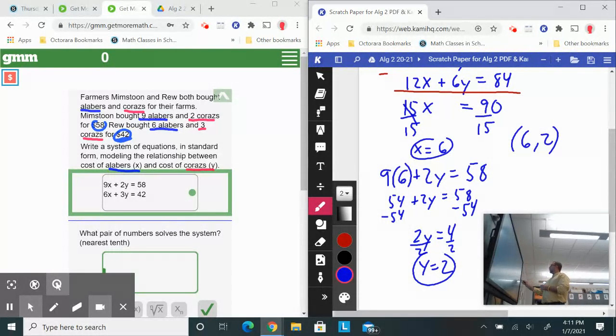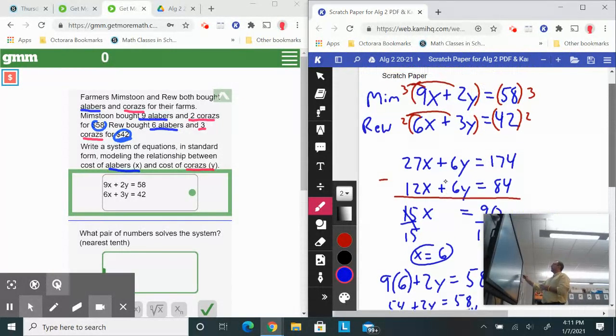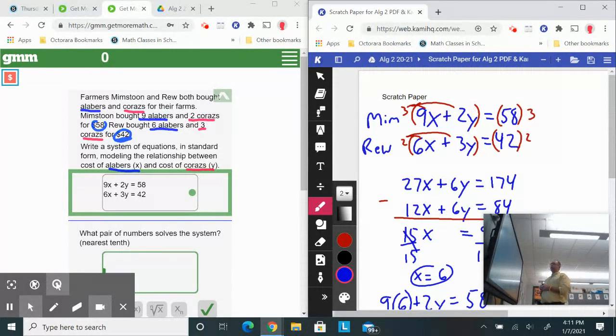And I want to make sure that when I put those into the equations, I can check it. 9 times 6, 54. 2 times 2 is 4. 54 plus 4 is 58. Checks with the first one. Second equation, 6 times 6 is 36. 3 times 2 is 6. 36 plus 6 is 42. Again, just take a handy-dandy calculator. You can just tap it in real quick, and you can make sure they work, they being the x and the y.